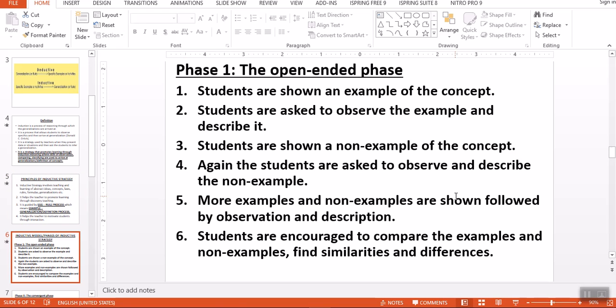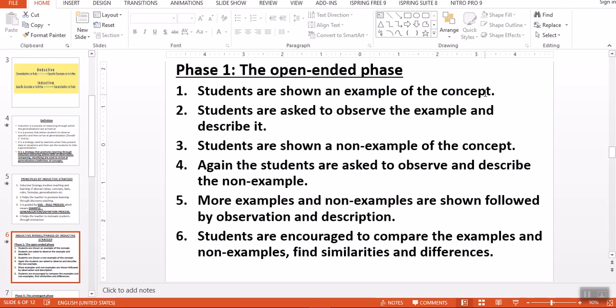Let's look at the different phases of the inductive method, and how this method or strategy can be used in our teaching and learning. First, number one, the open-ended phase. In the open-ended phase, students are shown examples of the concept.